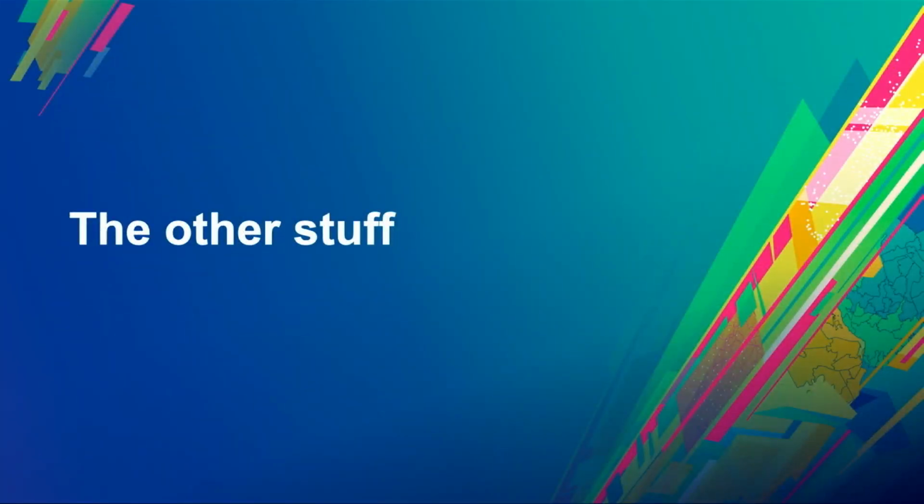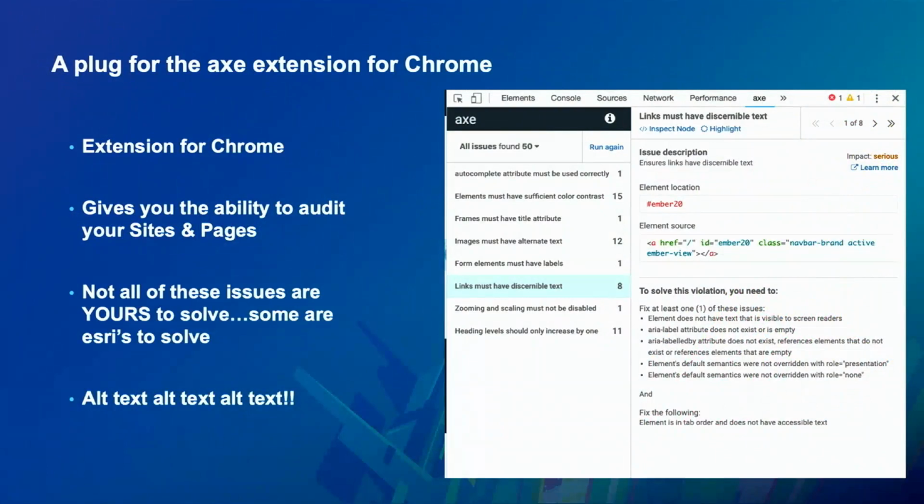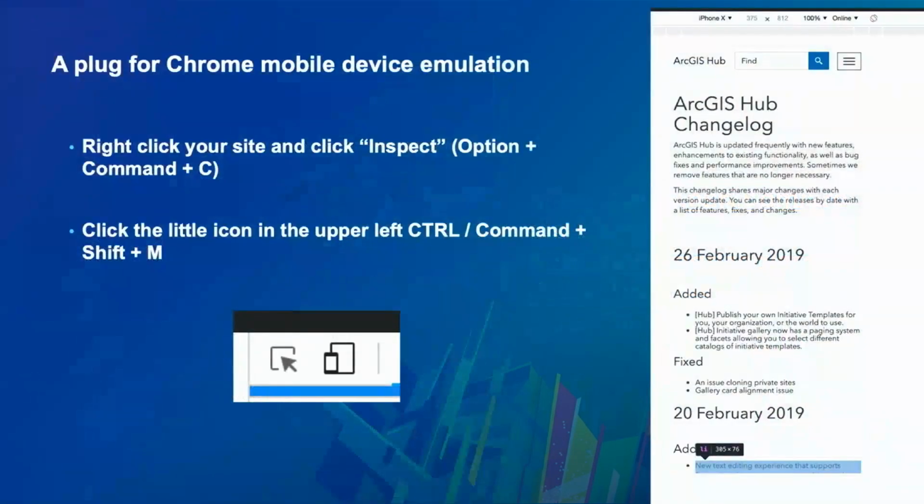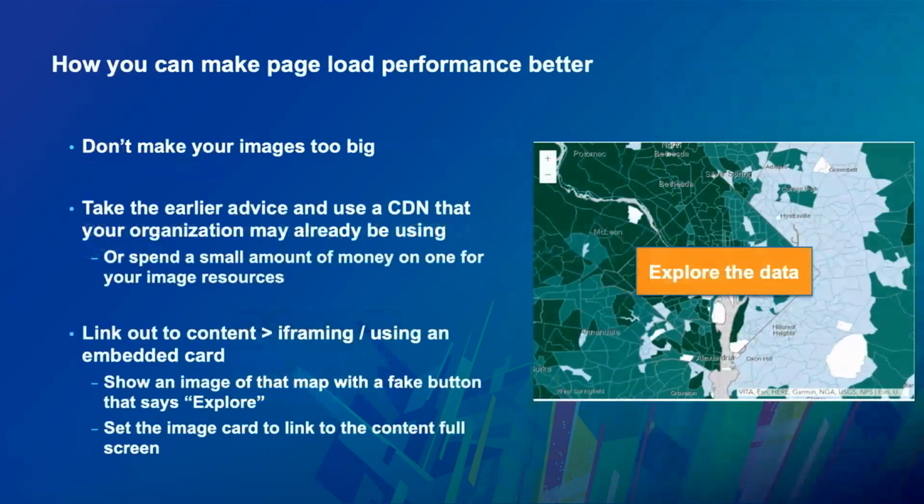There's some other stuff. I have 1 minute, but I want to cover it. There's something called an Axe plugin. It gives you good accessibility tips for your websites. Axe plugin. It's not the body spray. We have a great blog about accessibility that has a ton of resources. It's awesome. There's also, I've talked about the mobile device emulation.